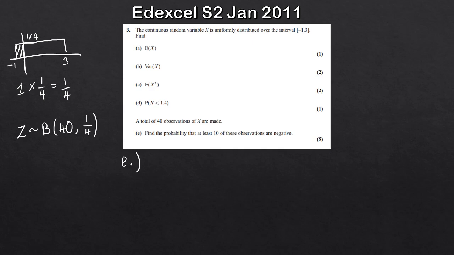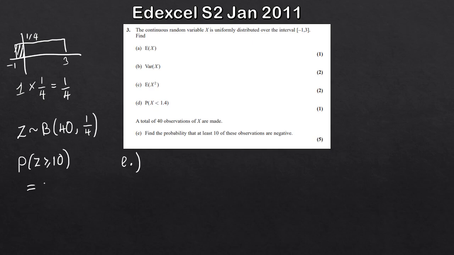So all we need to do now is consider the probability of at least 10 of these being negative. So what we're actually looking for here is probably that my new variable, Z, is greater than or equal to 10. Okay. I can't speak today. So Z is greater than or equal to 10. And then this is just a standard binomial probability question here. So hopefully it shouldn't cause too many issues.